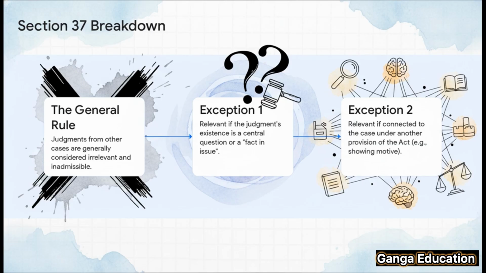First, the general rule. Judgments are usually irrelevant. We've covered that. Second, the first big exception, when the judgment itself becomes a fact in issue. This means the existence of that previous judgment is a central question in the new case. And third, the second exception, if the judgment is relevant elsewhere under the Act. A classic example here would be to show someone's motive.